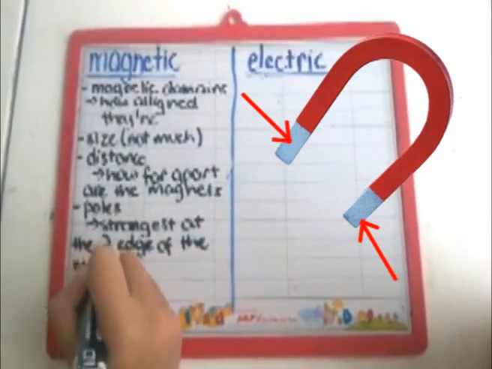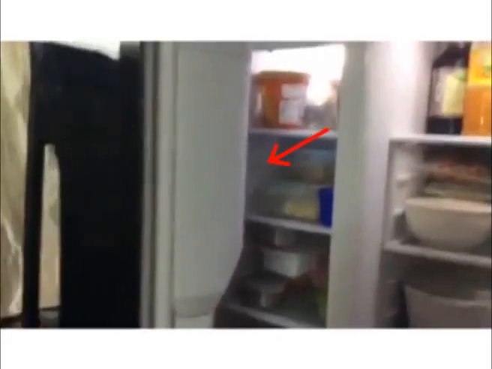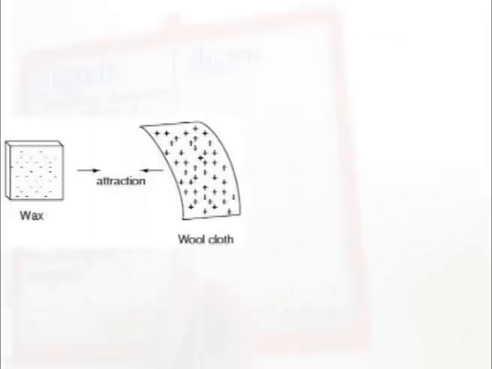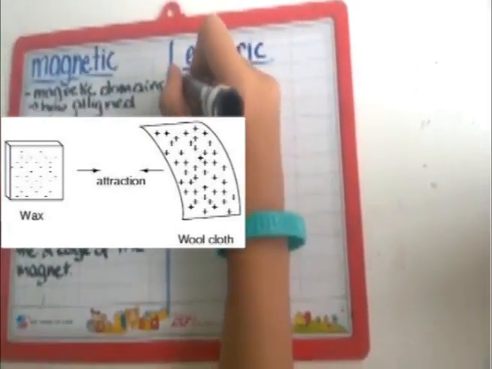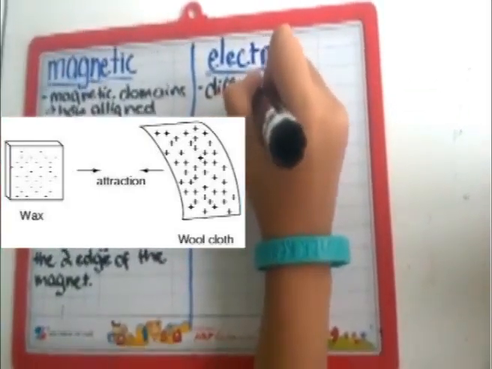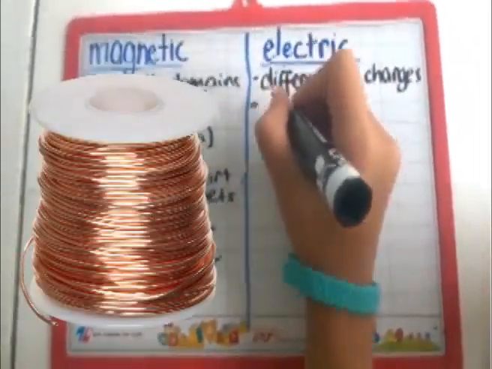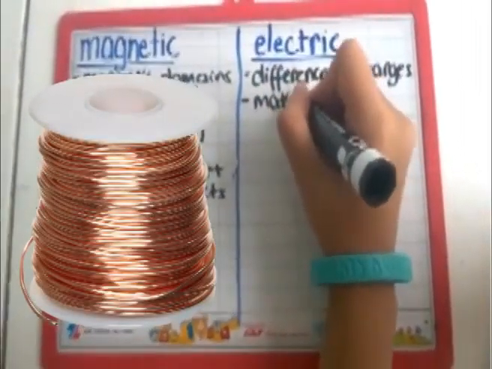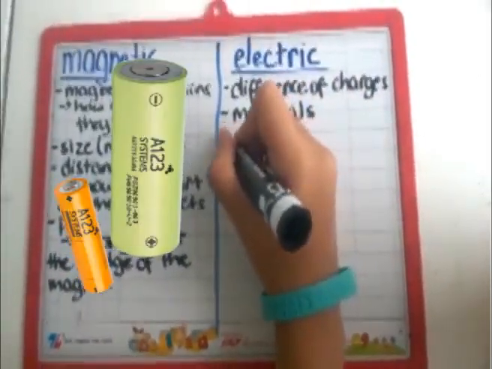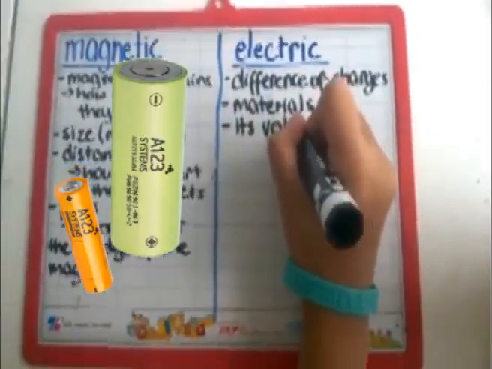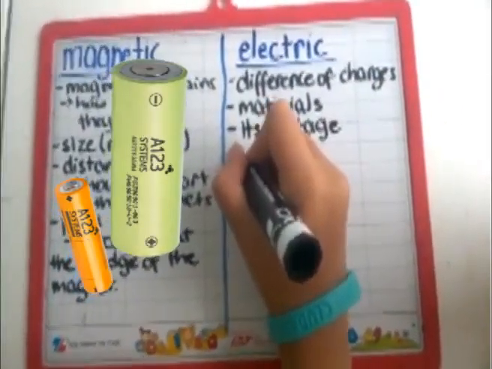An example of a magnet in our daily life is our refrigerator. The strong pole helps the door not to open. For electricity, the first factor that has the greatest impact is the difference of charges. Second is materials that conduct electricity easily. Third is the voltage source. This has a great effect on the electricity.